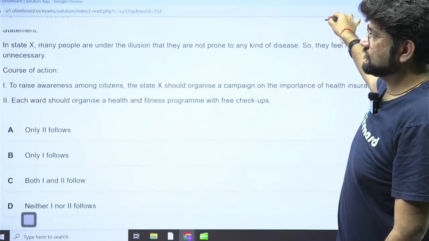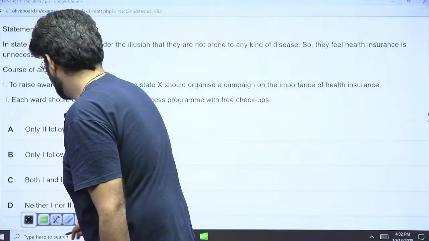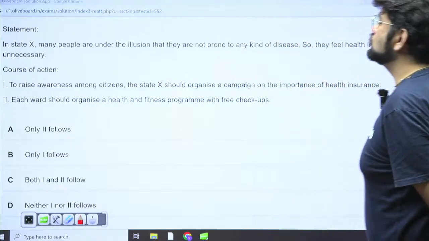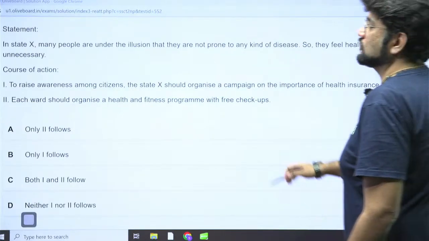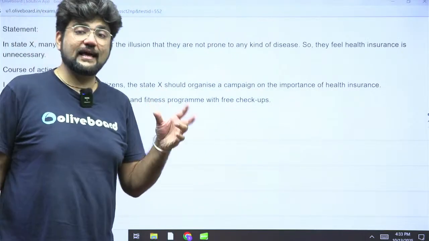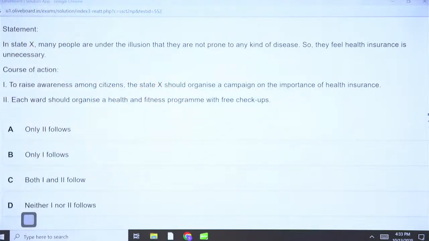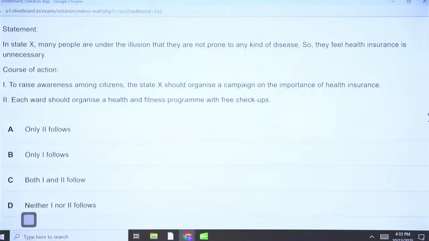Statement, course of action. In state X, many people are under the illusion that they are not prone to any kind of disease. So they feel health insurance is unnecessary. Okay. There is a state X where a lot of people have an illusion. Illusion means the author is trying to give us the hint that they are in reality, they can obviously fall ill. So they feel health insurance is unnecessary. Course of action. What will you do?